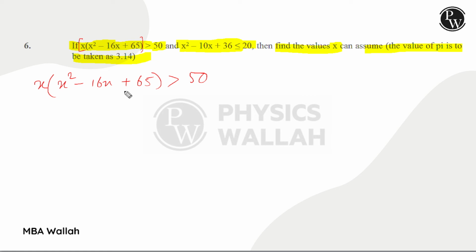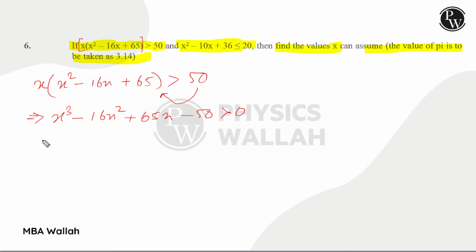Now see, there are multiple ways of factorizing this. In this one I am just going to use some trial and error to see if I can get a value. First thing first, I will transpose the 50 to the LHS of this inequality, and then I'll distribute x throughout the first part of the LHS. So I can write x cube minus 16x square plus 65x minus 50 greater than equal to 0.